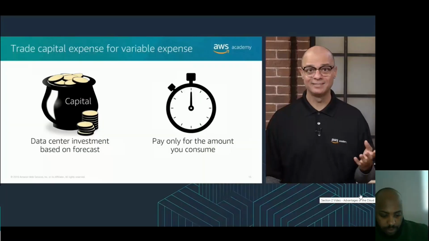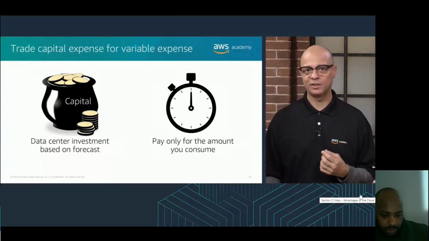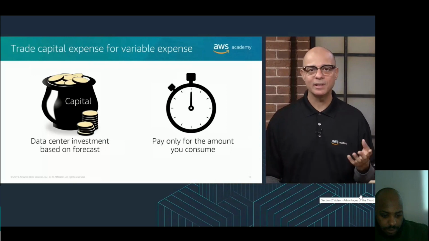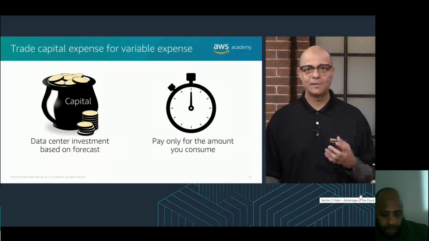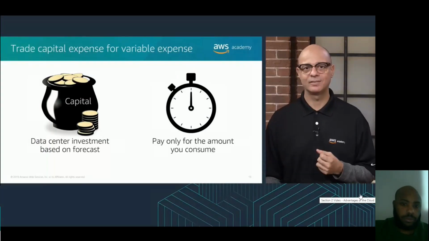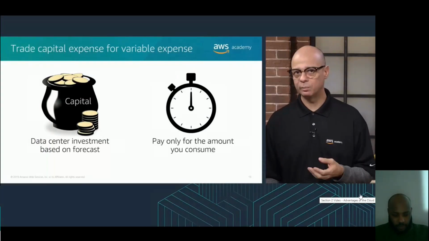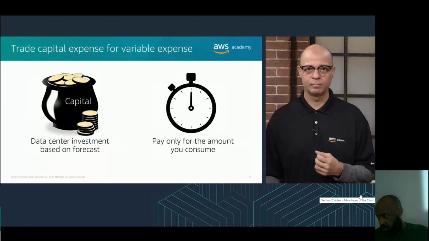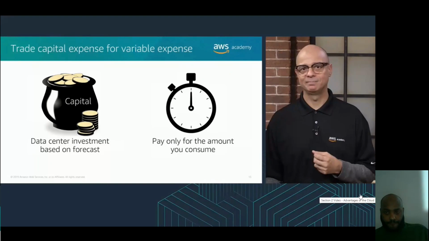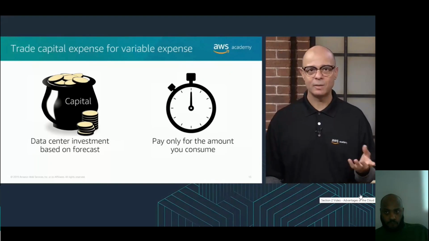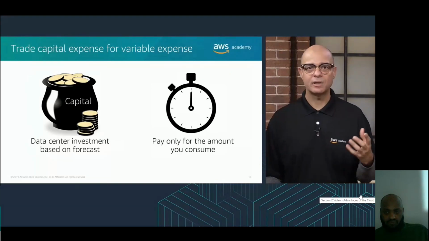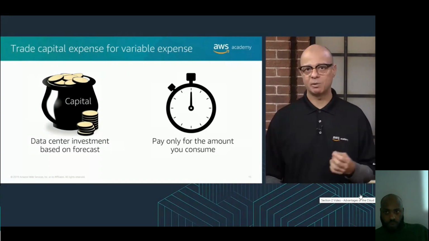Advantage number 1, trade capital expense for variable expense. Capital expenses, or CapEx, are funds that a company uses to acquire, upgrade, and maintain physical assets, such as property, industrial buildings, or equipment. You must pay for everything in the data center, whether you use it or not. By contrast, a variable cost is a cost that you can easily alter or avoid by using cloud computing.